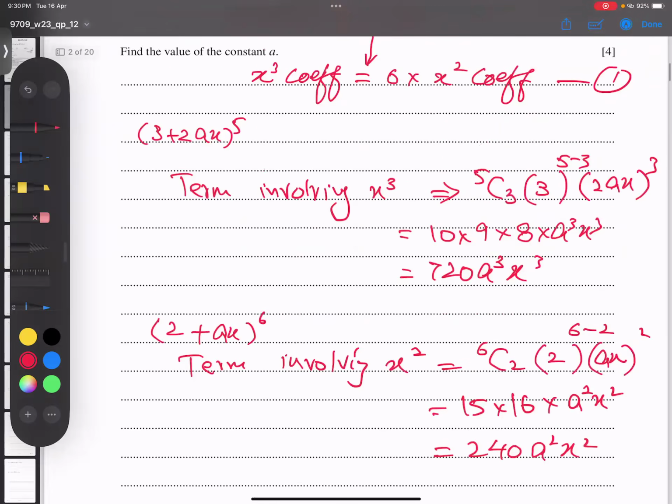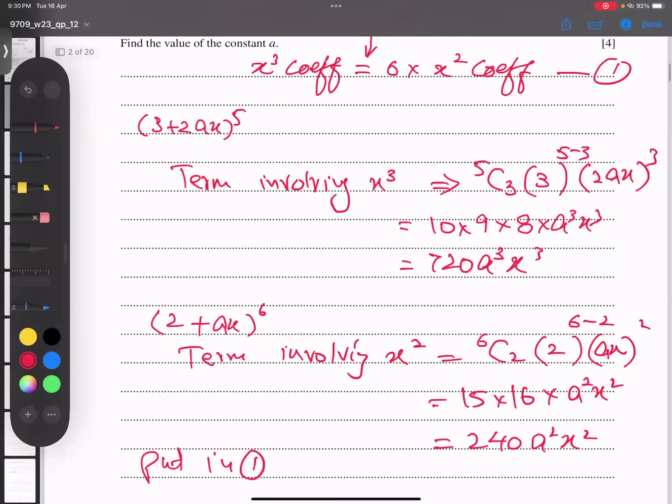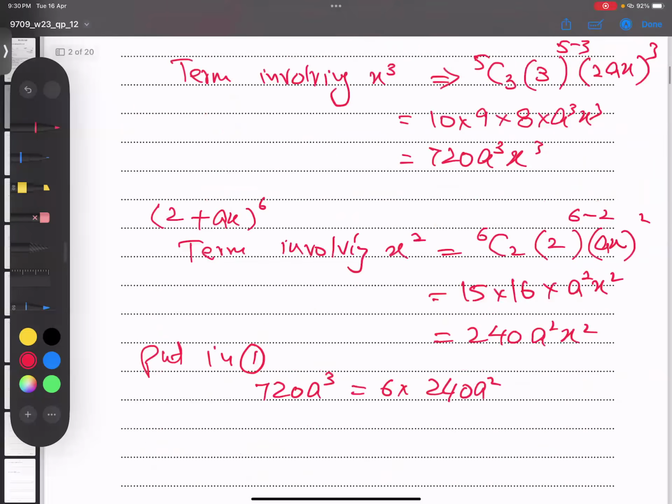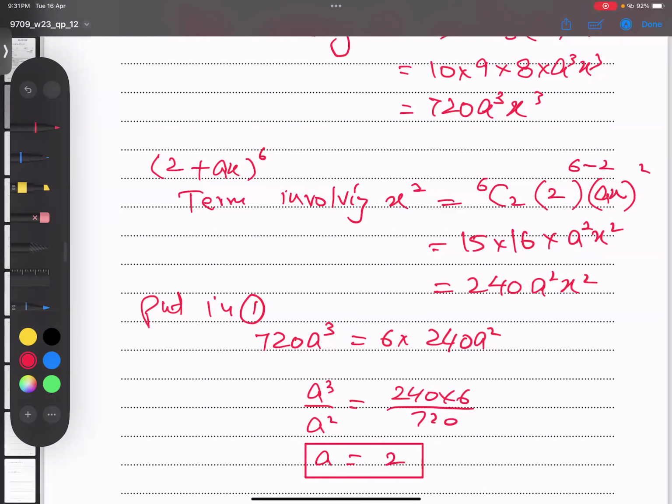So now I'm plugging this coefficient here and this coefficient here, in equation 1. So I'm getting 720 a cube equal to 6 times 240 a square. Now this a square will come down and 720 will go to the other side. When a cube by a square, this cancels out, I get a. And 6 times 240 divided by 720, which means 240 into 6 over 720. I get the answer 2. I believe the point is very clear.